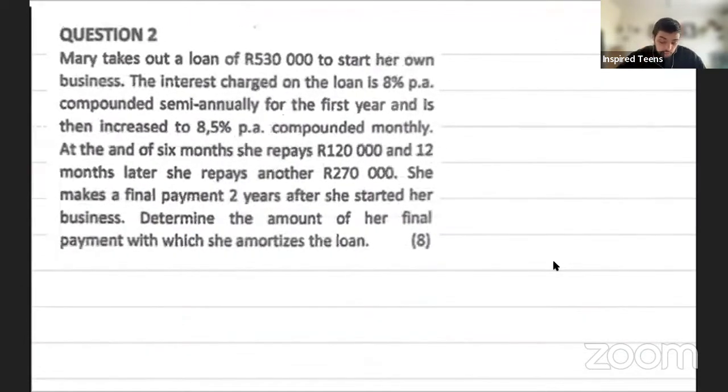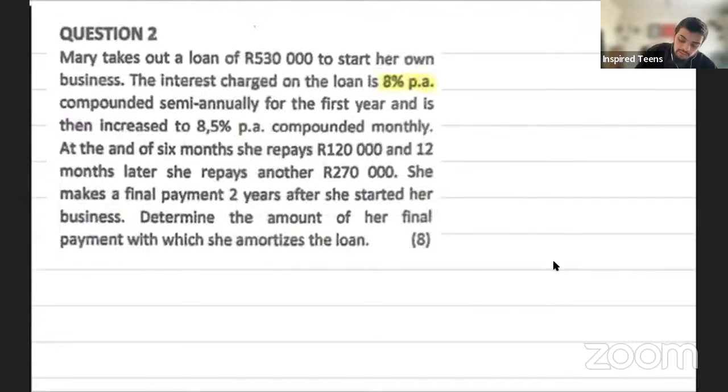Mary takes out a loan of 530,000 to start her own business. The interest charged on the loan is 8% per annum, compounded semi-annually. Cool. So we're dealing with our normal nominal interest for the first time. The interest charged on the loan is 8% per annum, compounded. What tells us it is nominal? The keyword compounded. Compounded semi-annually for the first year, and then it is increased to 8.5% per annum, compounded monthly at the end of 6 months.